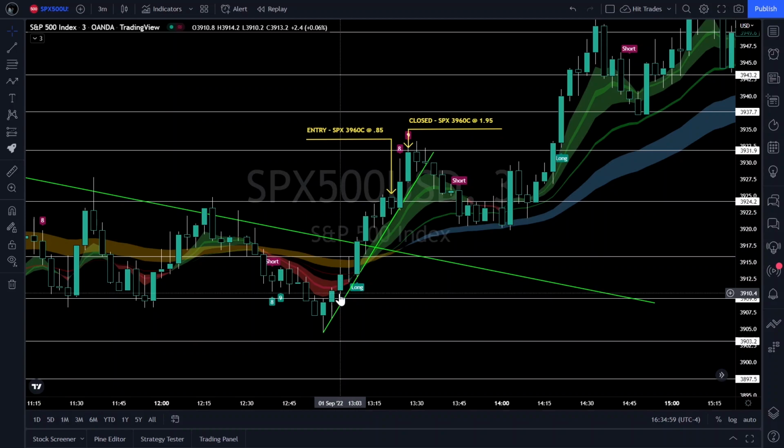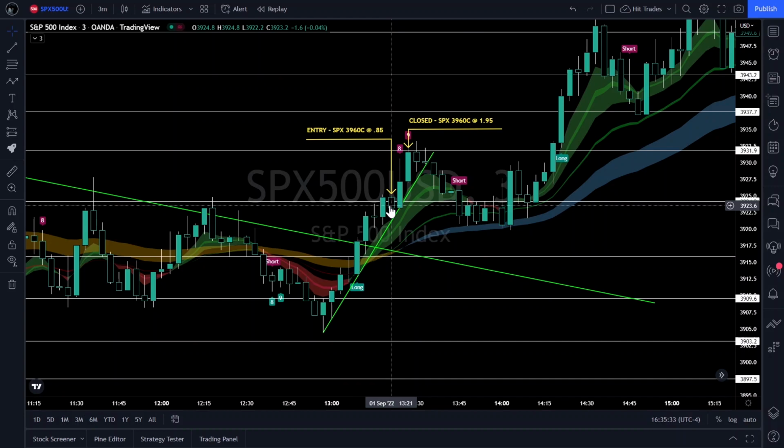And so what I was anticipating was that we're eventually going to see a little pullback to this trend line, maybe to the EMA cloud, before continuing this move up, which is exactly what happens. I entered into some SPX calls with a strike of 39.60 and a premium of 0.85. So this matches my criteria perfectly.